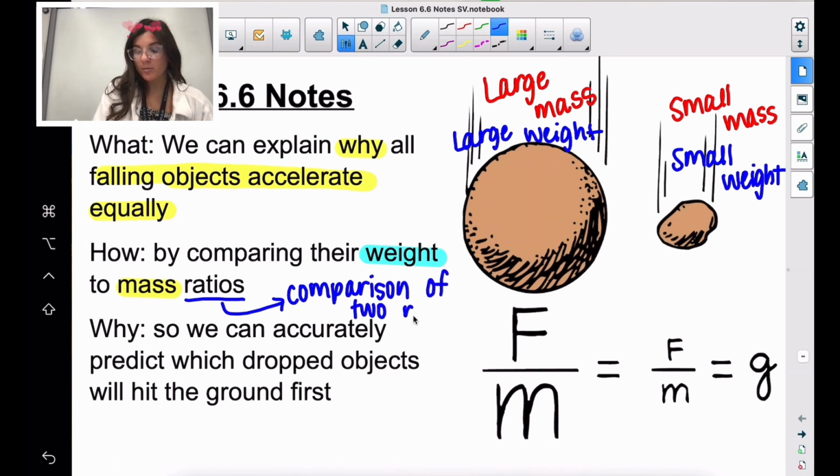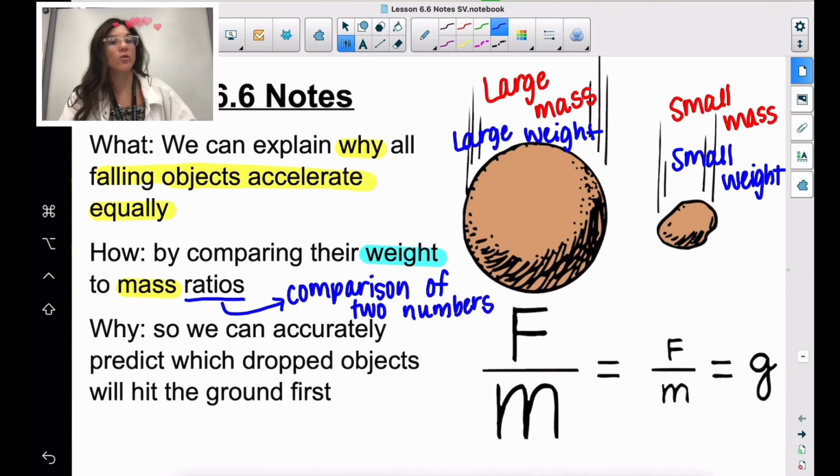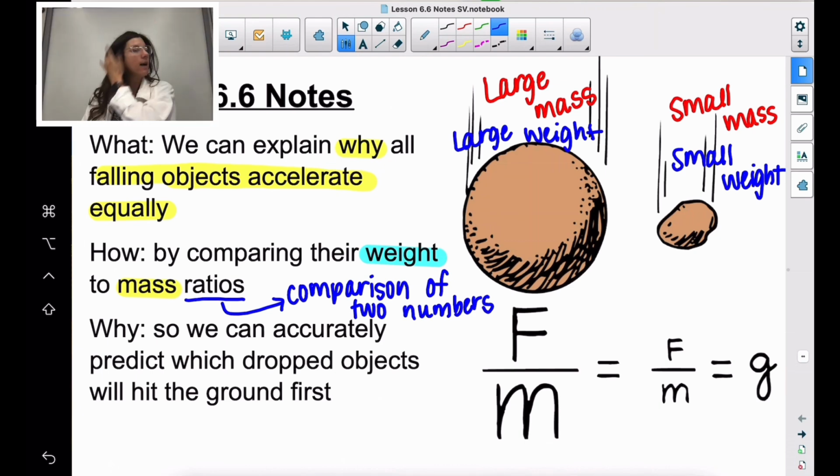What I need to be able to do is compare the weight to the mass in a ratio. That weight to mass ratio is what's actually going to determine how quickly objects accelerate. Hopefully, we should be able to describe these ratios as a way to explain why falling objects fall at the same rate.